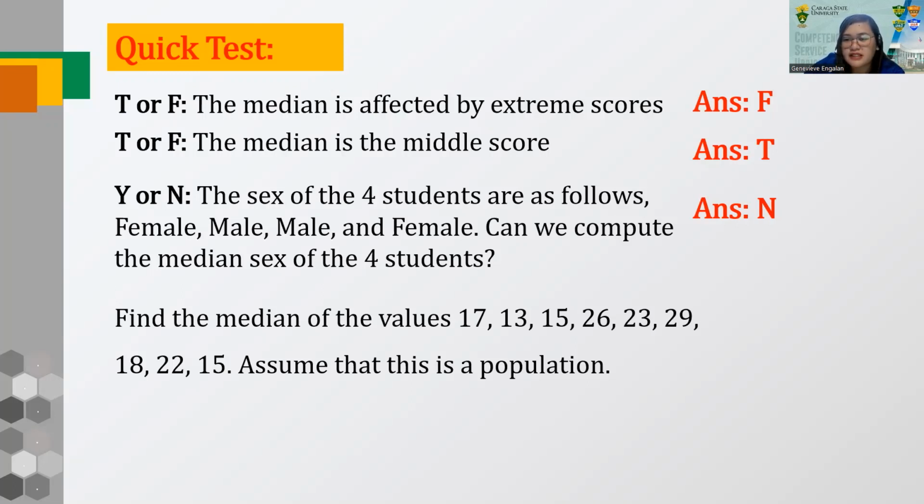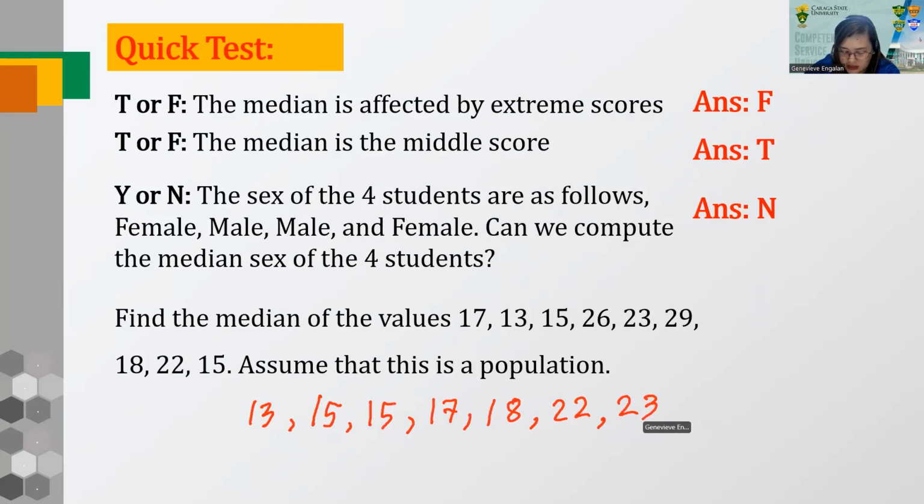So the first step, good class, remember, is to arrange them. So what is first, we have 13, then next 15, 15, 15, 17, 18, 22, 23, 26, 29. So how many are there in all? We have 1, 2, 3, 4, 5, 6, 7, 8, 9.